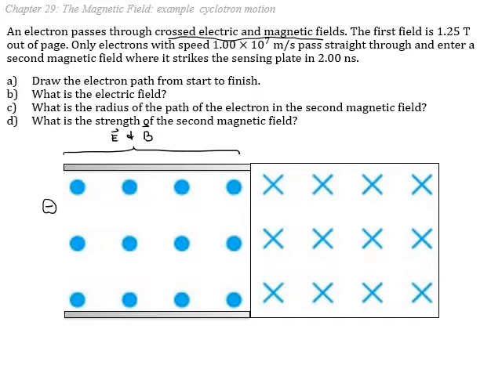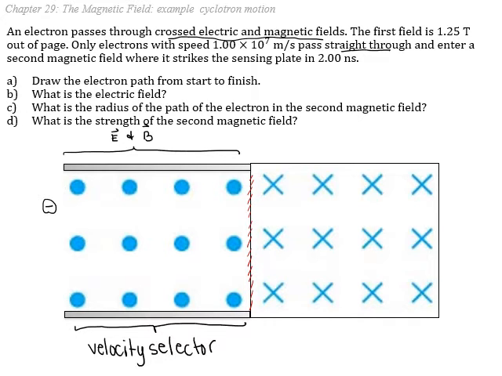It says only electrons with speed 1 times 10 to the 7 meters per second pass straight through. Because this selects which particles can pass straight through, this device with the crossed electric and magnetic fields is called a velocity selector. So it chooses which particles can pass through. After our electron passes through our velocity selector, it goes into a second magnetic field where it strikes the sensing plate in 2 nanoseconds. The sensing plate is right here on the back.